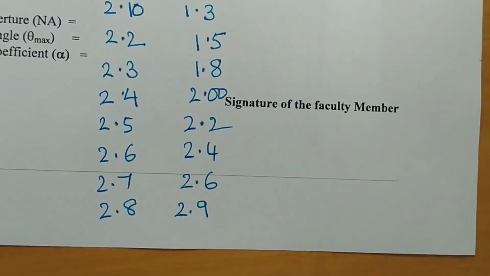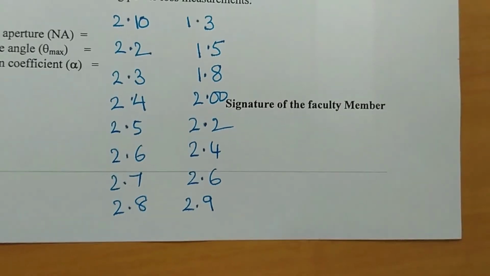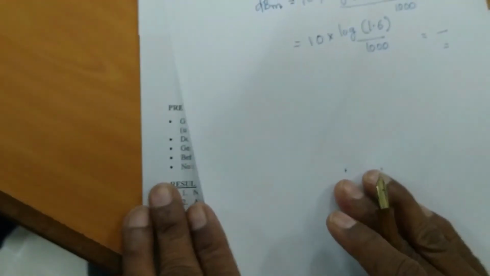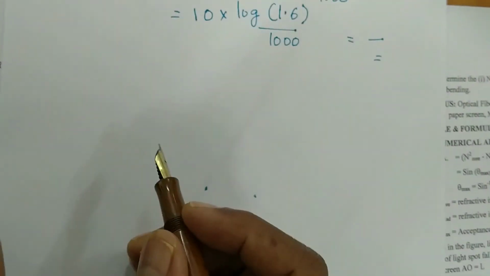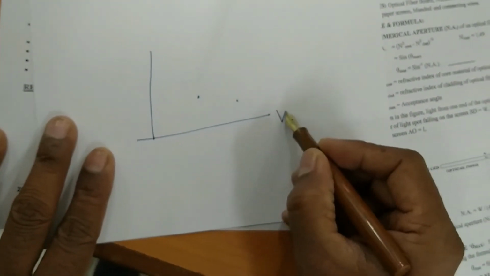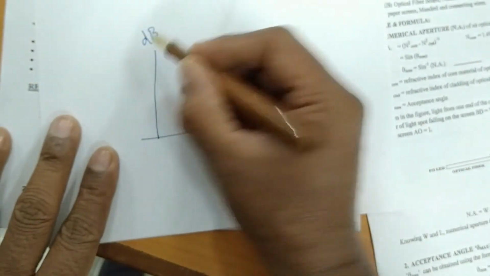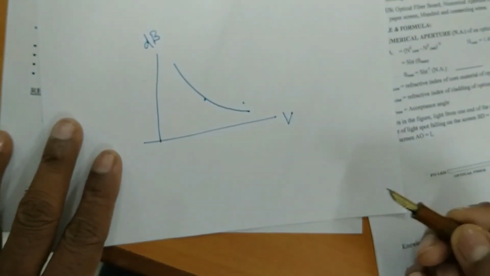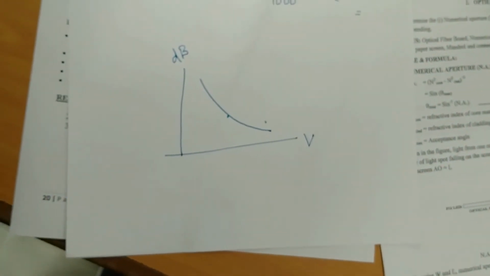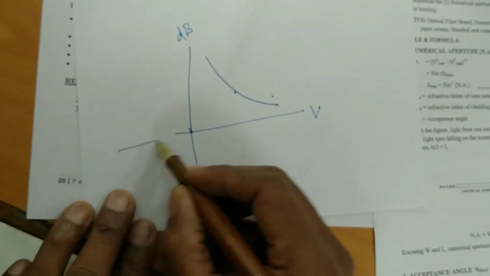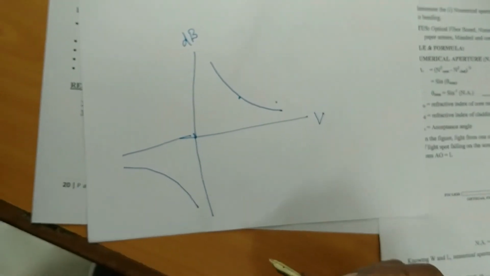Now draw a curve, taking voltage on this axis and power in dB on the other. You should get an exponential curve, something like this. It is not a linear curve. Because the power will be shown in negative, you can draw the curve accordingly, and you'll get a curve like this.